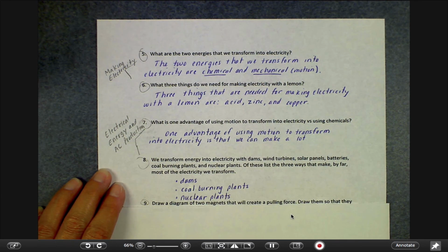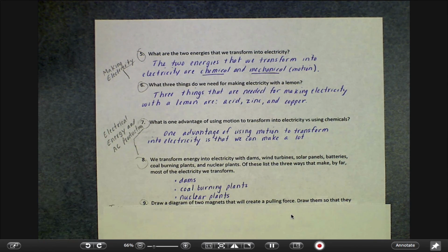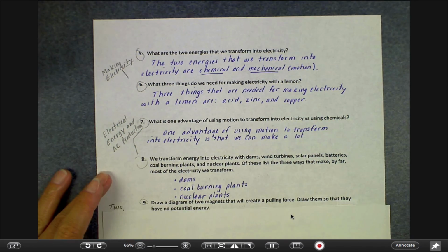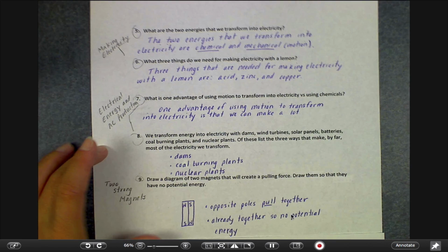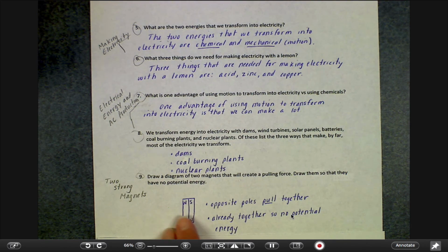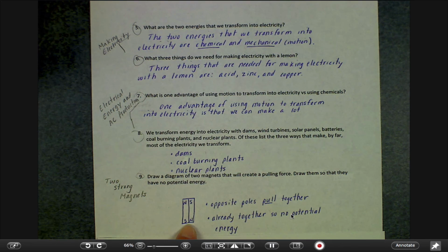And finally, number 9 asked you to draw a diagram of 2 magnets that will create a pulling force. Draw them so that they have no potential energy. And that is going to be from our lab, 2 strong magnets. In this case, we have to have our magnets with opposite poles. So we have a north and a south and a north and a south so that they pull together. And it also asked to have no potential energy. And so in order to have no potential energy, our magnets have to be stuck together. They're not in the process of pulling. They're already together, so there is no potential energy present.